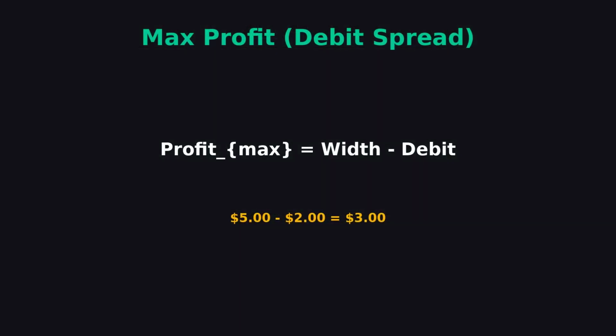To calculate max profit for a debit spread, we subtract the net debit from the strike width. The market cannot pay us more than the distance between the strikes, and we must recoup our entry cost. In our example, a $5 width minus the $2 cost results in a maximum profit of $3 per share, realized if the stock closes above $105.